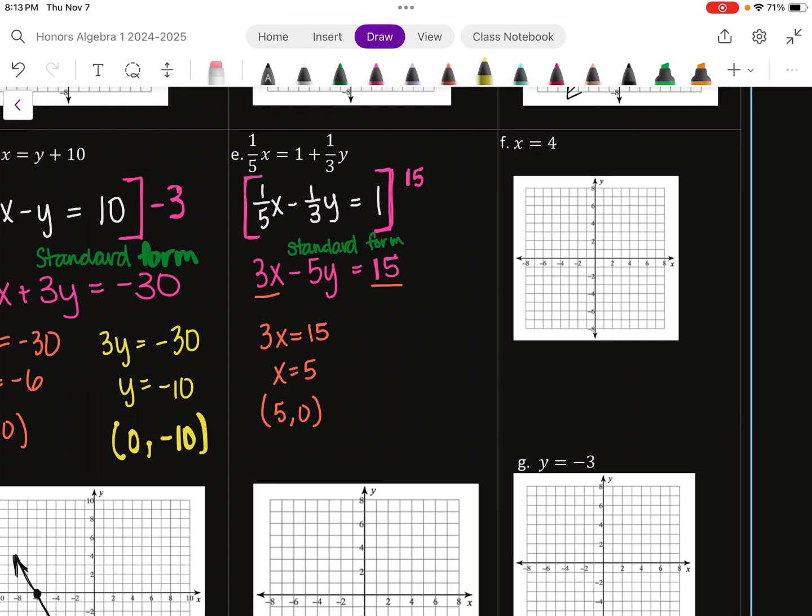So again, if I cover up the x, I have negative 5y is equal to 15. So plugging in 0 for x, that cancels out. So I have negative 5y is equal to 15. So y is equal to negative 3. 0, negative 3.